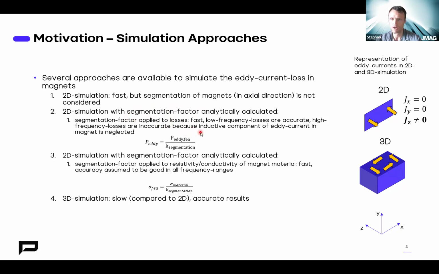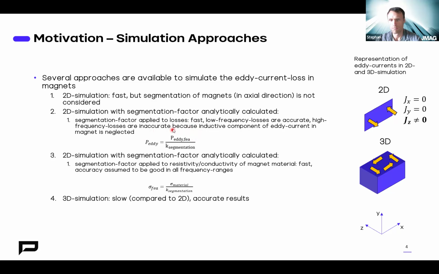This is quite a convenient approach because in the first step, I can do the 2D simulation and calculate the losses with my 2D simulation. And afterwards, I can apply different segmentation factors. I can vary these factors. I can vary the segmentation of the magnets after my FEA simulation is finished. And so this way I could optimize the segmentation without doing new additional FEA simulations.